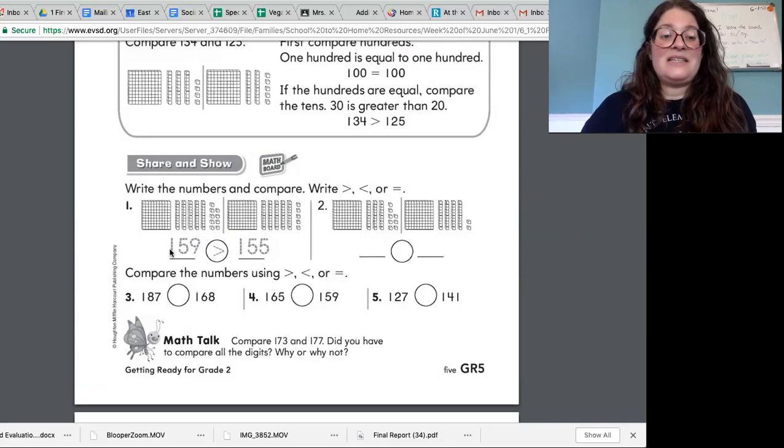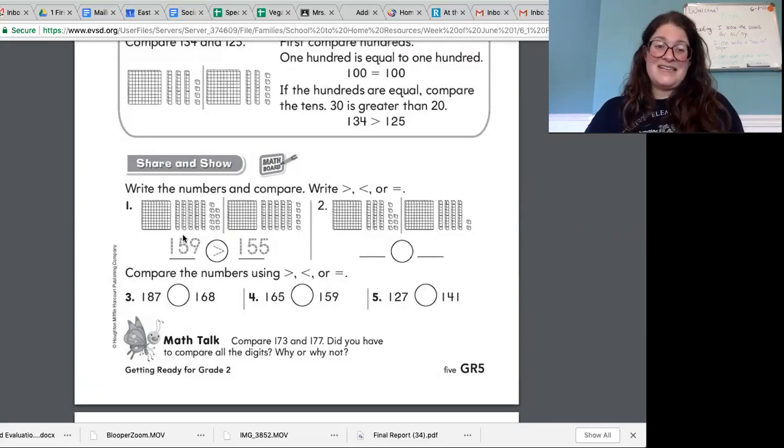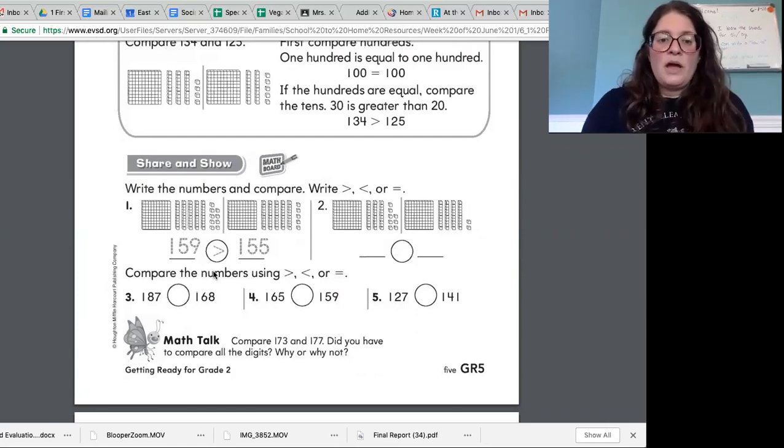And so you can see that you want to look at the hundreds first, and those are both the same. The tens next. Oh, those are still both the same. Now we have to look at the ones to decide which one is bigger or greater than. 9 is bigger or greater than 5. So we're going to draw our little chompy guy facing the big number. Chomp, chomp, chomp. And so now you're going to try it with this one.